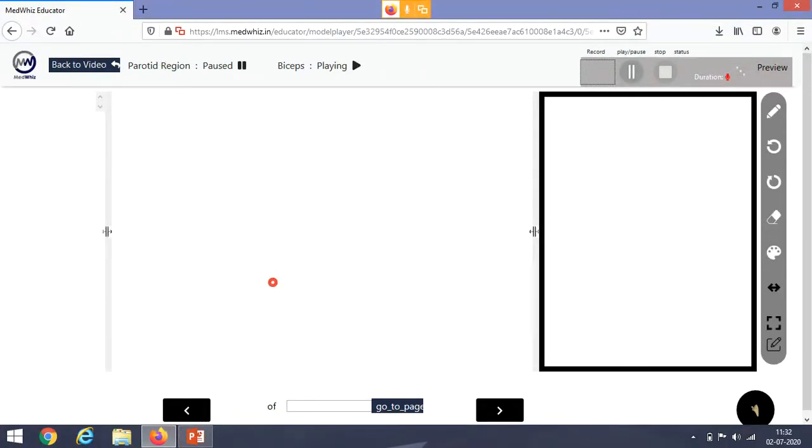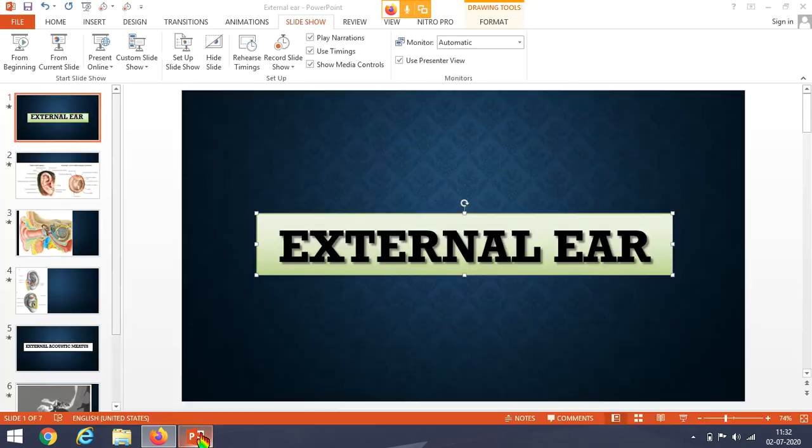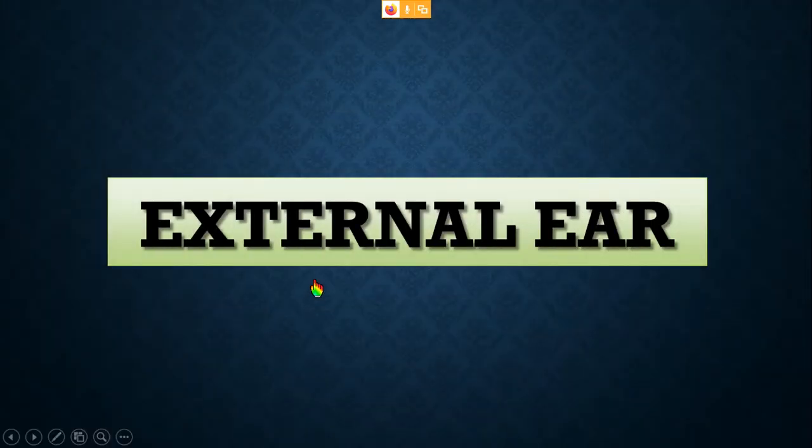Good morning, students. Today we are going to discuss the external ear. The external ear consists of the auricle and the external acoustic meatus. Coming to this external ear, you need to identify from where to where it is extending. Let me show you these pictures one by one.